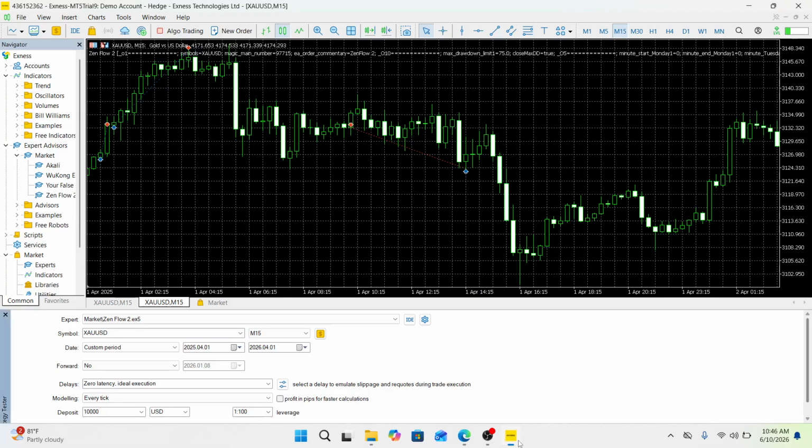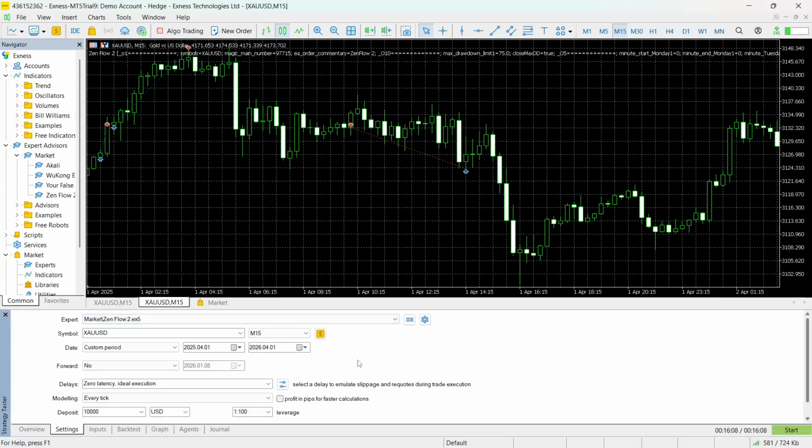Now I had the privilege of testing out this EA over the period of 1 year, from April 1st, 2025 to April 1st, 2026. As you can see, our symbol is XAUUSD as recommended and on the M15 time frame. Our initial deposit was $10,000. Let's take a look at the results for this setup over the 1 year period.